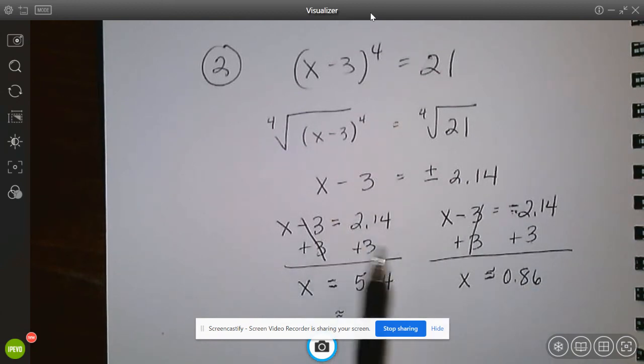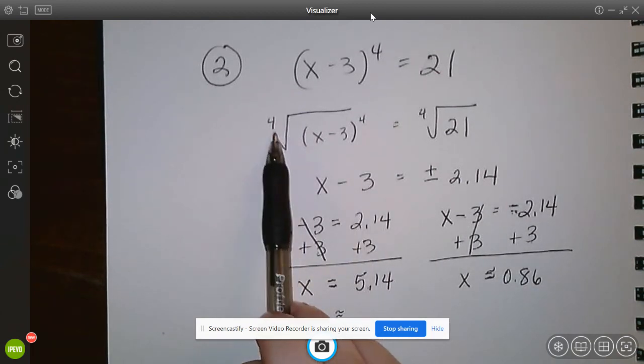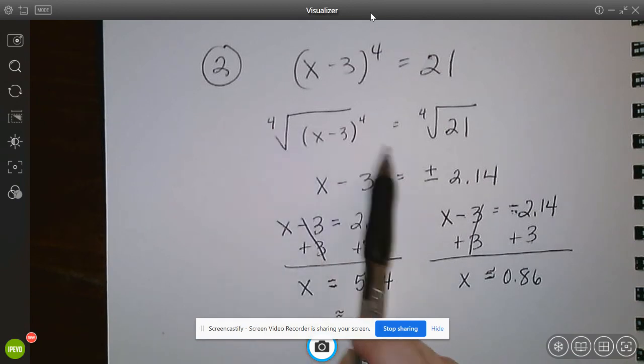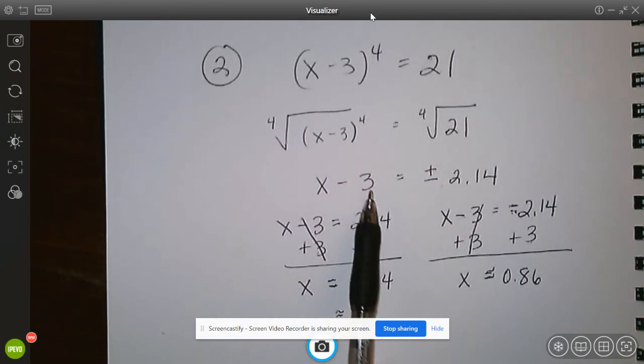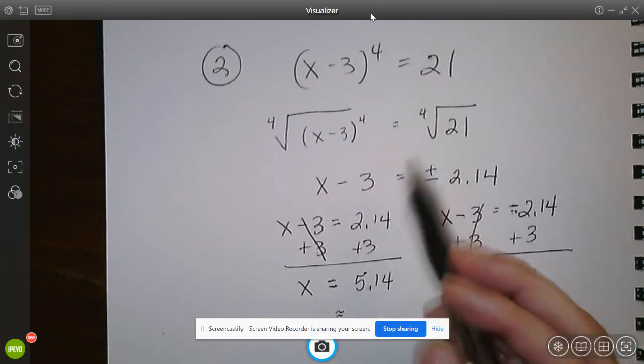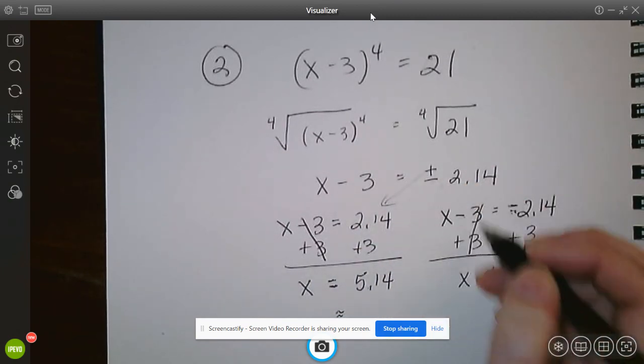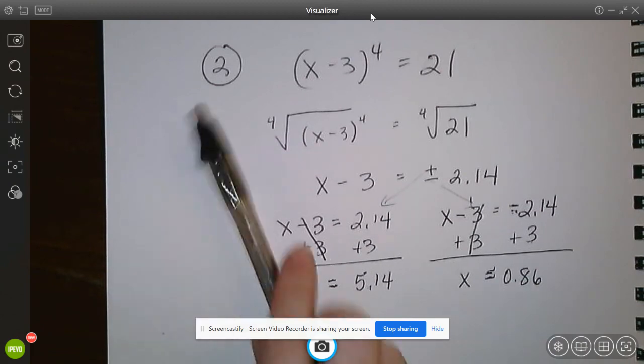So just to summarize all of that, if you are taking an even nth root, you are actually going to get a plus and a minus, and that affects these multi-step equations because you have to actually do a plus version. That's what I did here, and a minus version. That's what I did here.